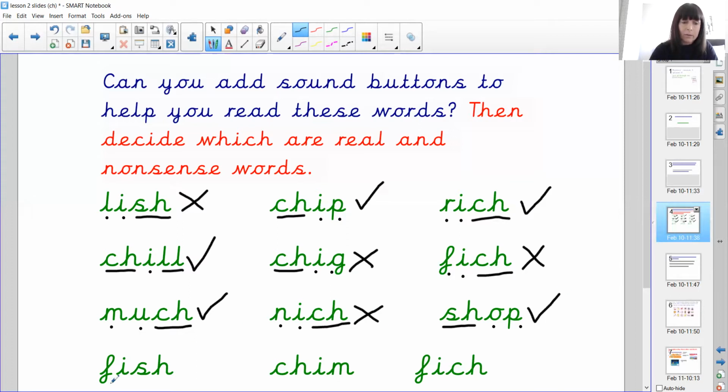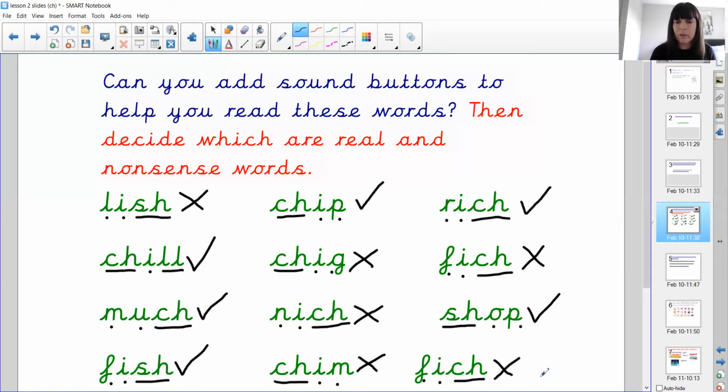And down here we've got fish. That's a real word, isn't it? I've got some pets, fish pets. And I also like to eat fish and chips. Chim. No, we've got chins, haven't we? But not chim. That one's a nonsense word. And then with the last one, fitch. No, that's definitely a nonsense word.